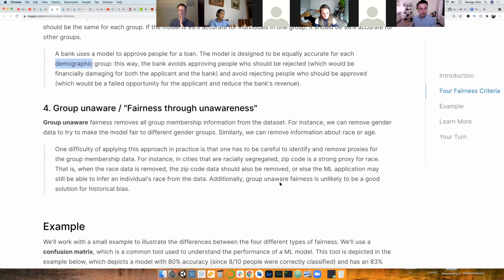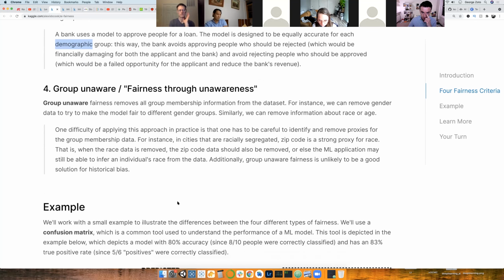And the last one is group unaware, or fairness through unawareness, where you're basically removing all group membership information from the data set. So for example, if you remove gender from a data set, then you're hoping to make the model fair in terms of different gender groups. If there's no gender information at all, then hopefully your model doesn't pick up on gender as one feature and doesn't discriminate one gender versus the other. You can do this for other features or other group identities as well.